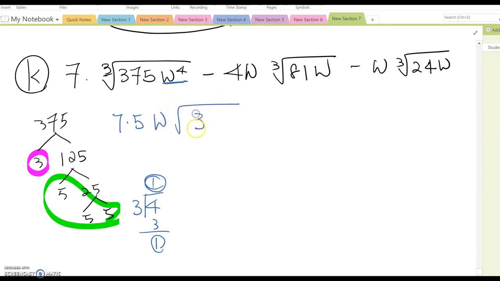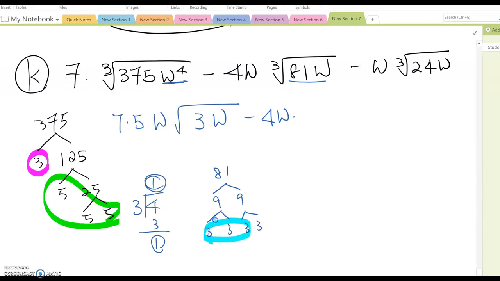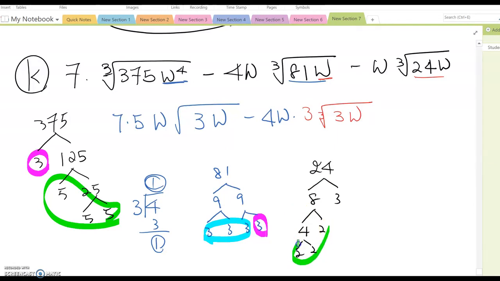And the cubic root 3w. Now this one minus 4w times 81. So 81 means 9 times 9, which is 3 times 3 and 3 times 3 here. As you see, we have a triple, so a single 3 comes out, and this one must be in the radical expression. So this becomes 3, and then w is a single, so inside. So cubic root 3w. Now this one, 24. 24 means 8 times 3, and 8 is 4 times 2 and 2 times 2. You see we have another triple, so a single 2 comes out, and 3 must be inside the radical expression. So minus w times 2 cubic root 3w.